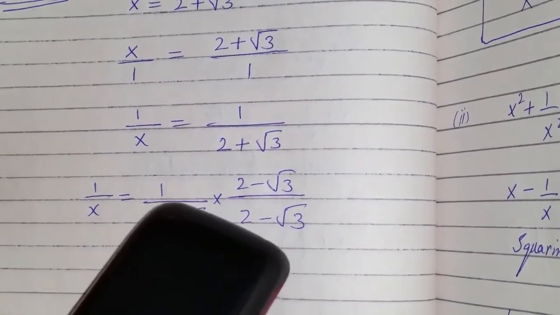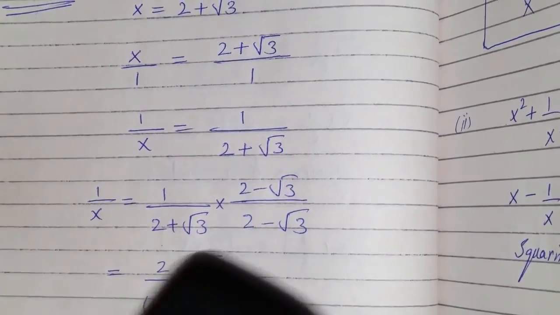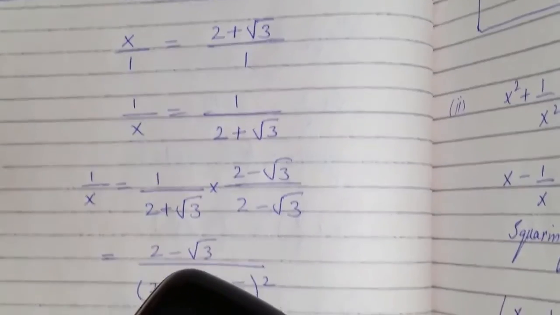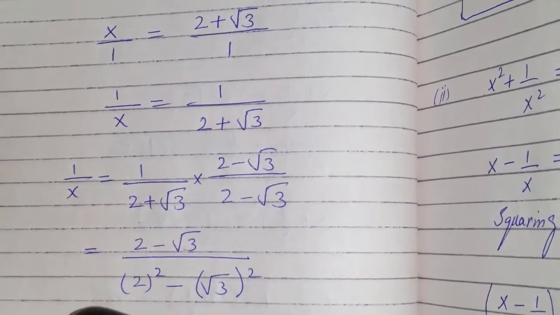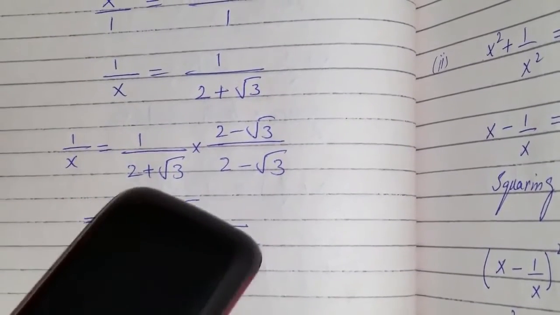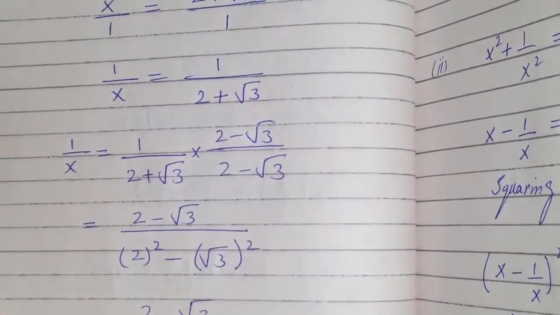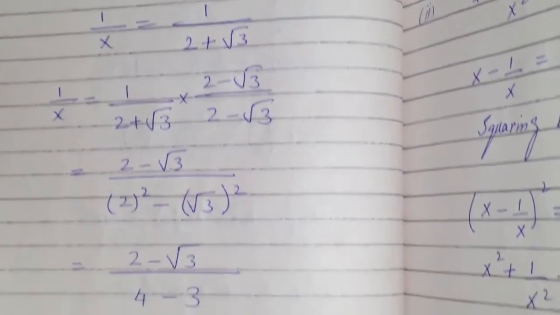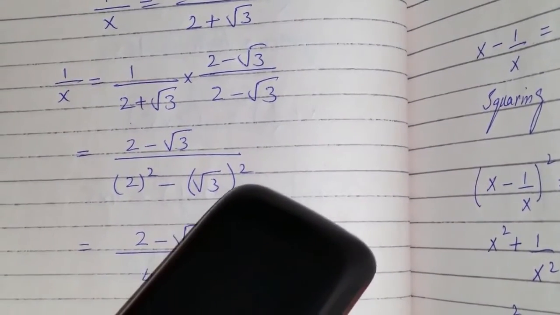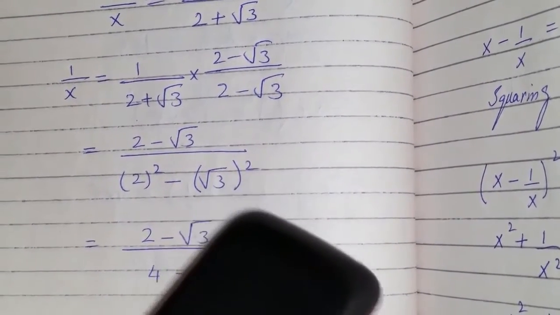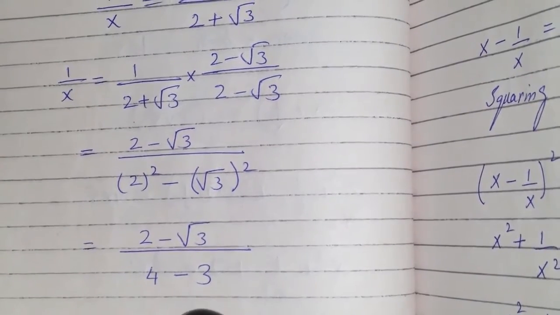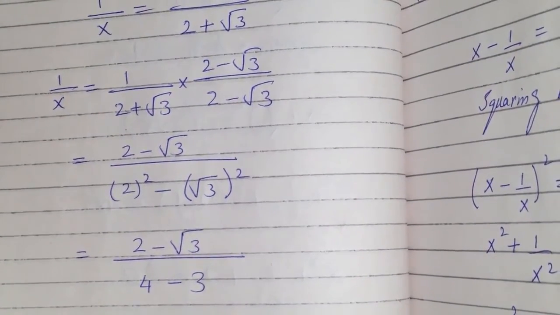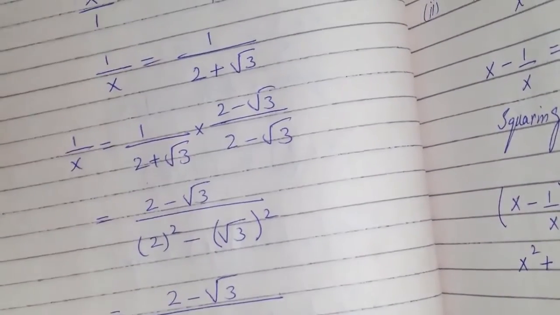This term multiplies with 1 and there is no change in this term. Here I can apply again the formula, that is the square of the first term minus the square of the second term. 2's square is 4 and the square root sign and square cancel out and I get 3. 4 minus 3 is 1.